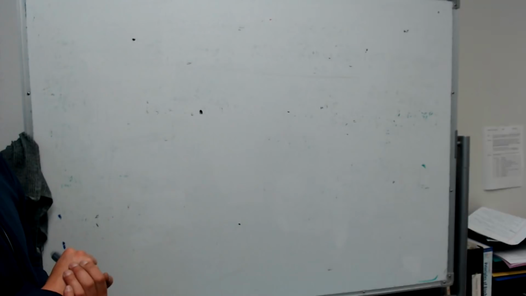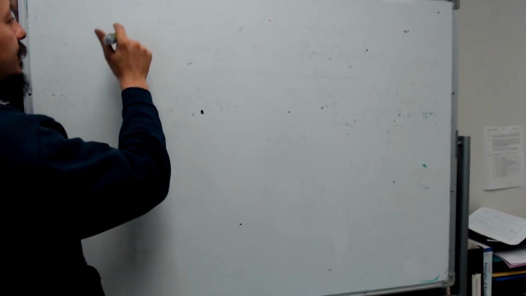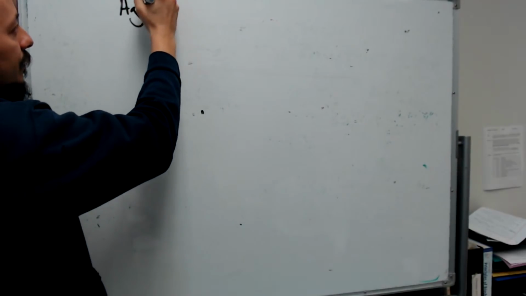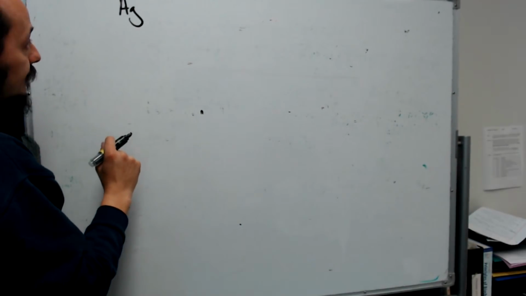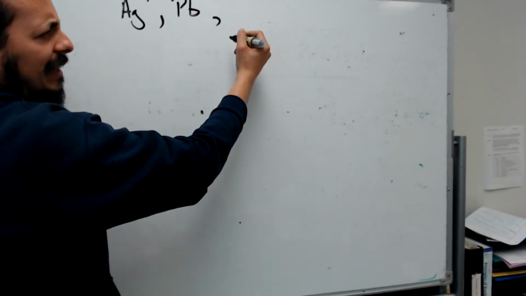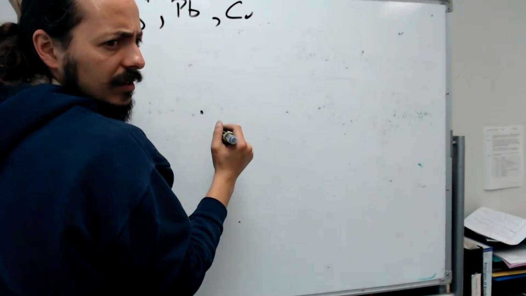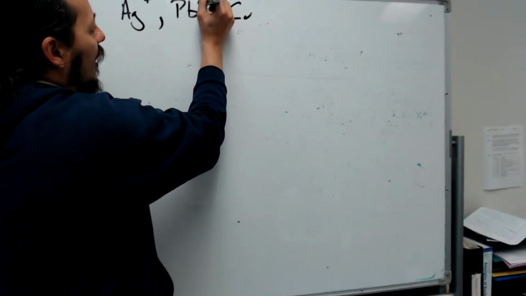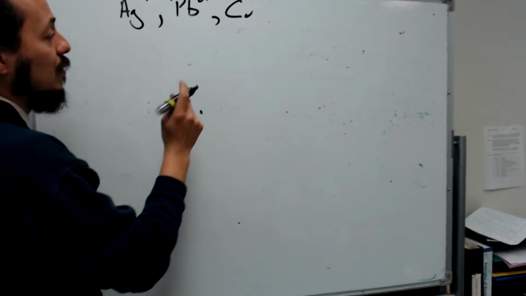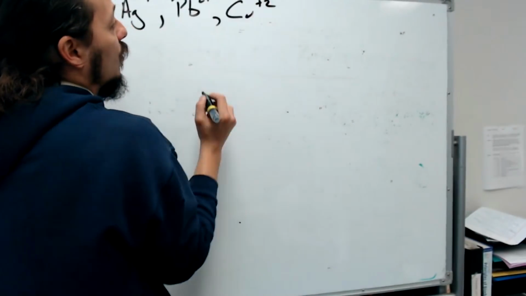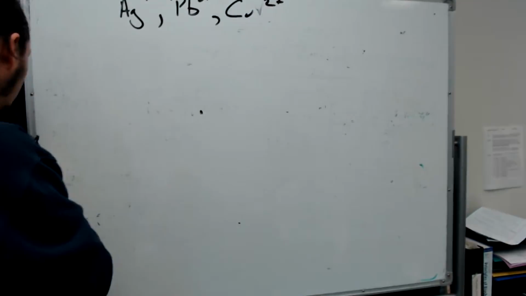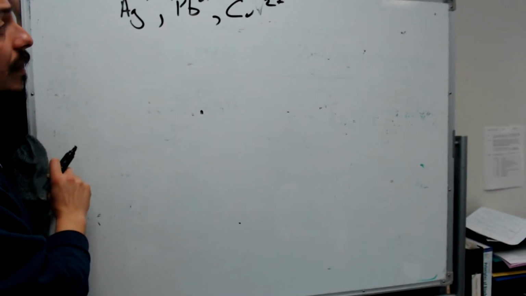Okay, so the problem is silver mining uses competitive precipitation to isolate the silver. In a mixture, there's silver ions, lead ions, and copper ions. I guess Pb2 plus, and copper ions +1 or +2. It doesn't specify. Let's go with +2, that's more common. But it could be +1, and those definitely have different solubilities. Let's go with 2+.